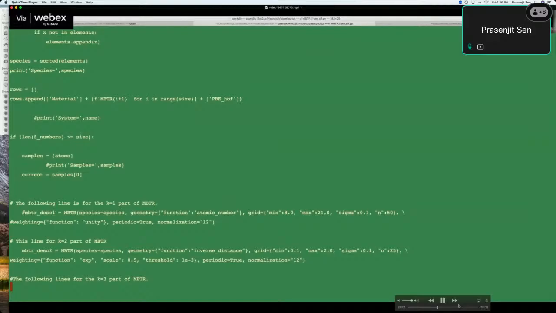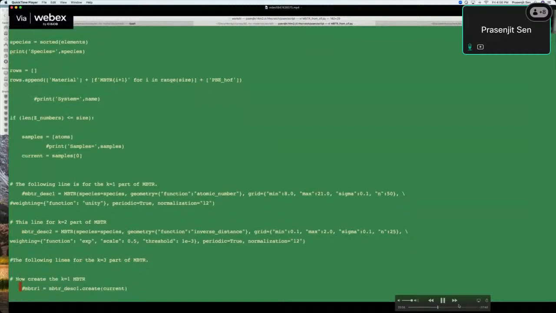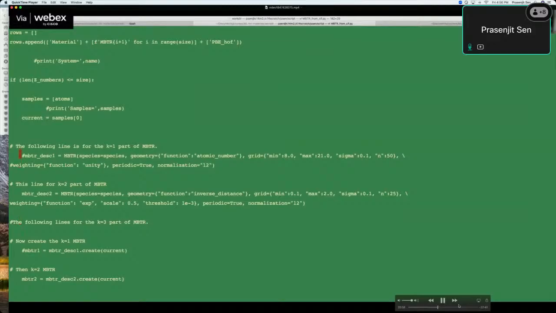I'll show you two of these, K equal to 1 and K equal to 2. First I can show you K equal to 2, and then I'll get back to K equal to 1. So this part sets the calculation for K equal to 2 MBTR. All right.